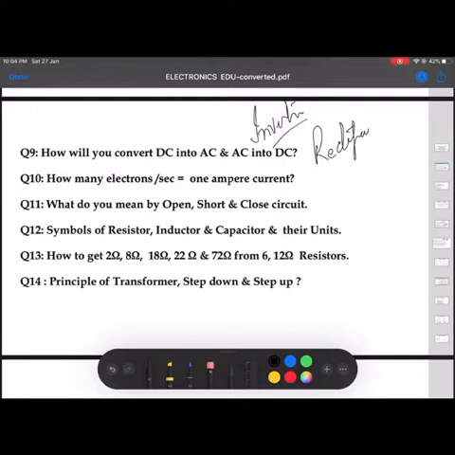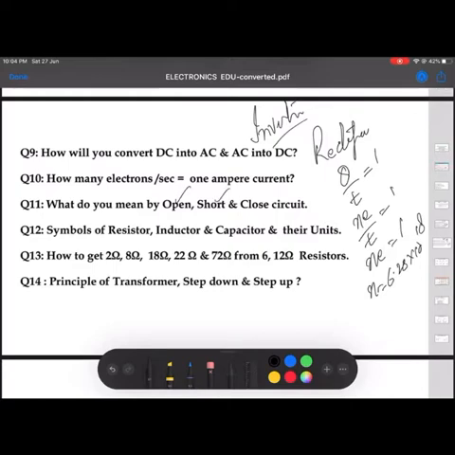How many electrons flow for 1 ampere? I think you can easily find it. It's Q upon T equal to 1. This Q has to be written as N into E upon T equal to 1. N equal to 1 charge of electron, if I put here, I get 6.25 into 10 raised to 18 electrons should flow per second to give 1 ampere current.